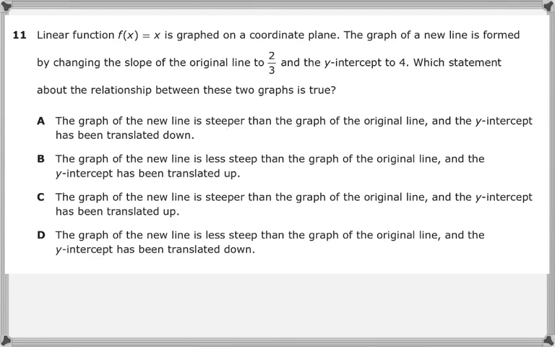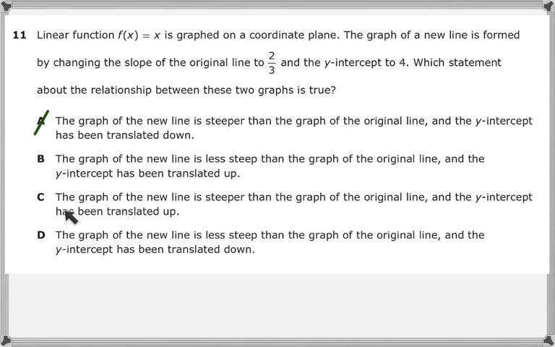So let's look at answer choice A. A says the graph of the new line is steeper. We just saw that the graph is going to be slightly flatter than the graph of the original line. So let's mark out A as an answer option. Now answer choice B says the graph of the new line is less steep than the graph of the original line, which is true, what we just saw, and the y-intercept has been translated up. We've seen our y-intercept has gone up 4 units, so it's looking like B is the proper answer.